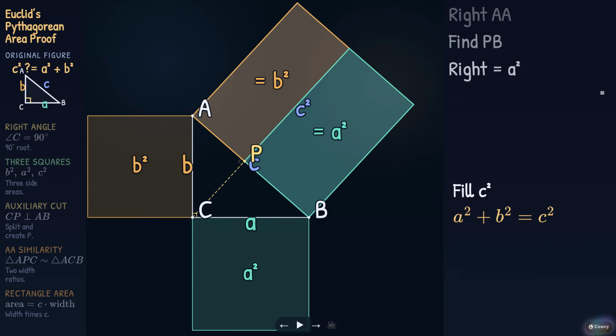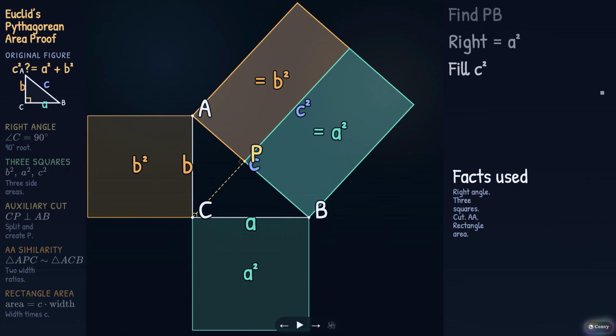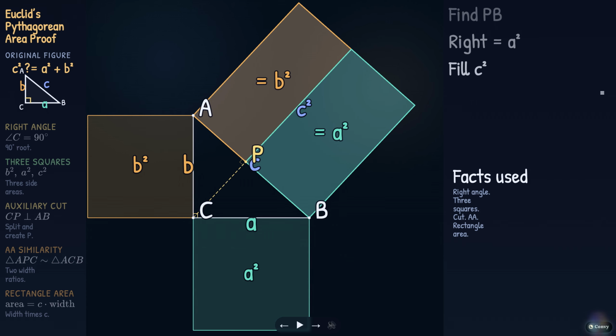A squared plus b squared equals c squared. Not because we expanded anything algebraically, but because we watched two exact area transfers fill one exact square. And here is the whole proof in one clean list. A right angle, three squares, one auxiliary cut, angle-angle similarity, and rectangle area.